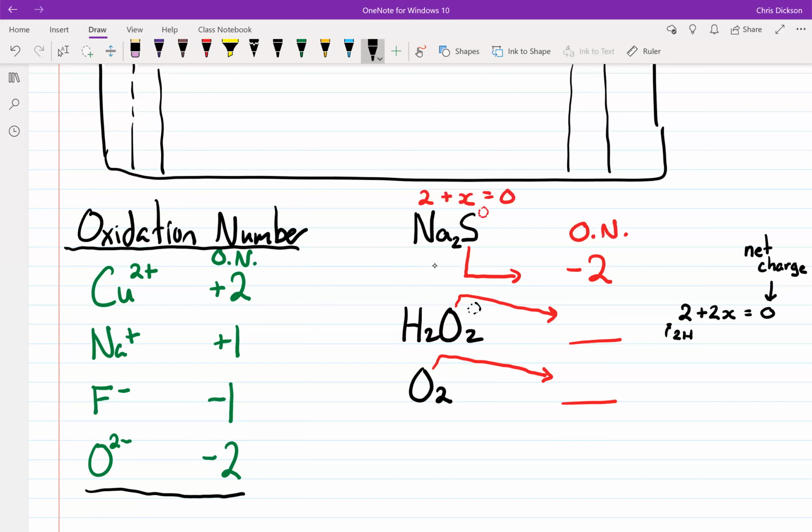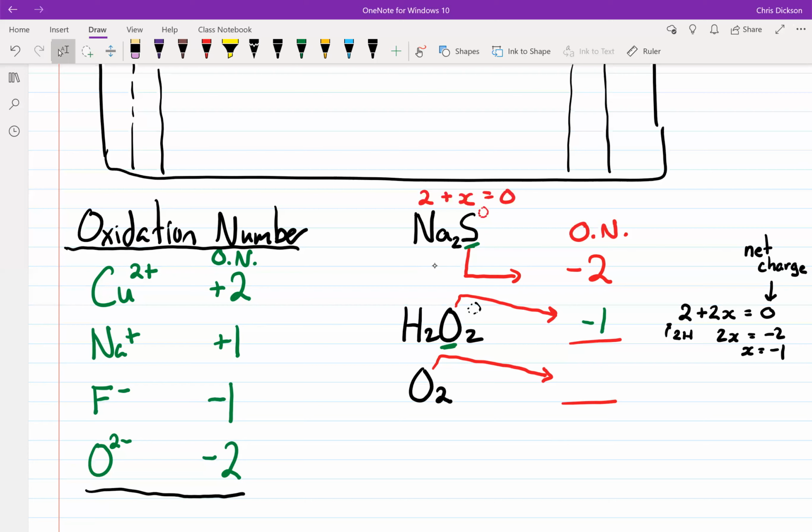And of course, if I solve that now, I get 2x equals -2, and then divide by 2, and I get x equals -1, which is probably unexpected at this level of chemistry. The sulfur was -2 up there, but on this oxygen, it's actually a -1 oxidation number.